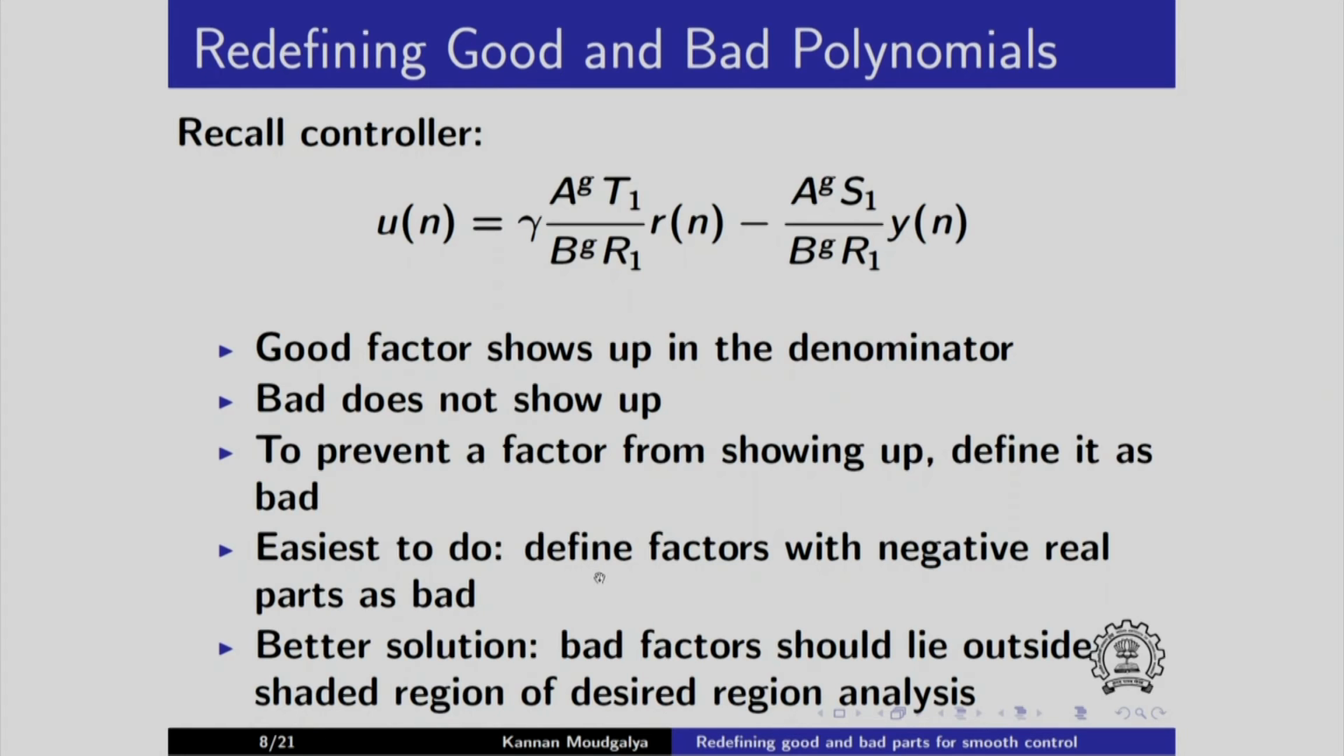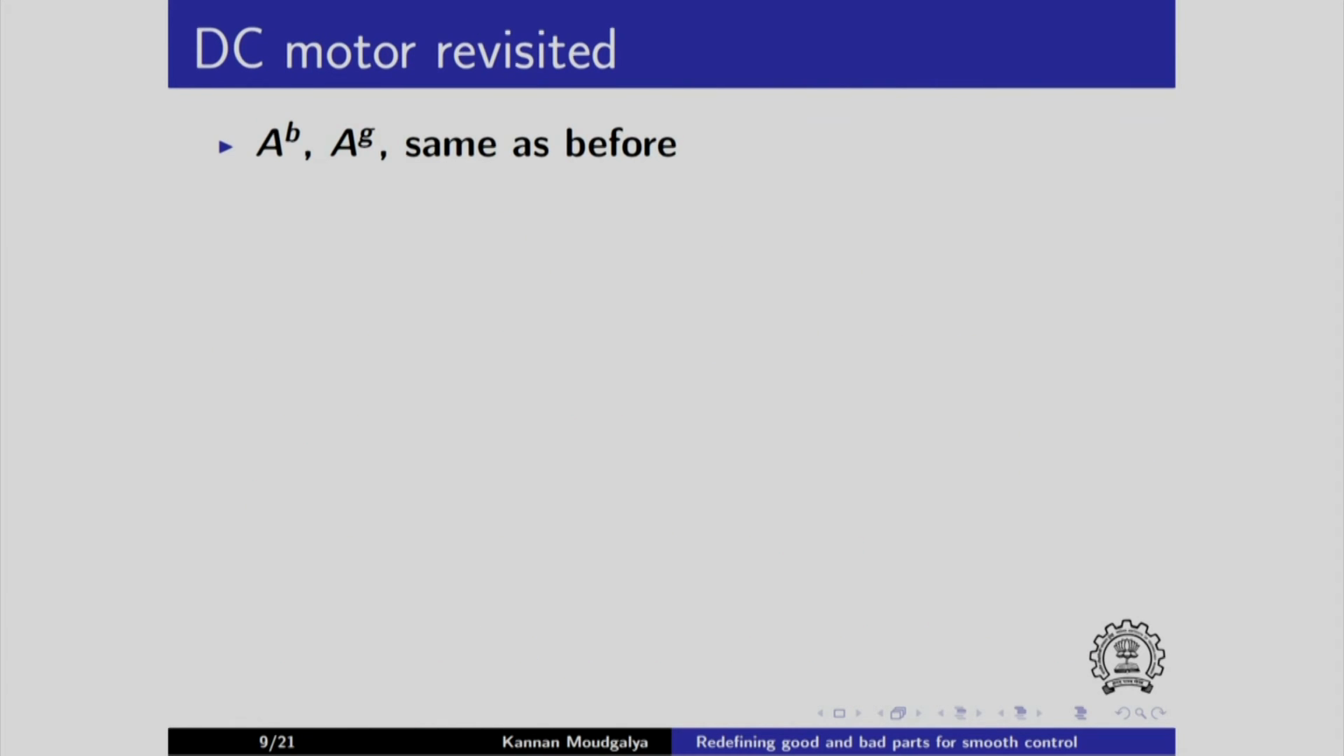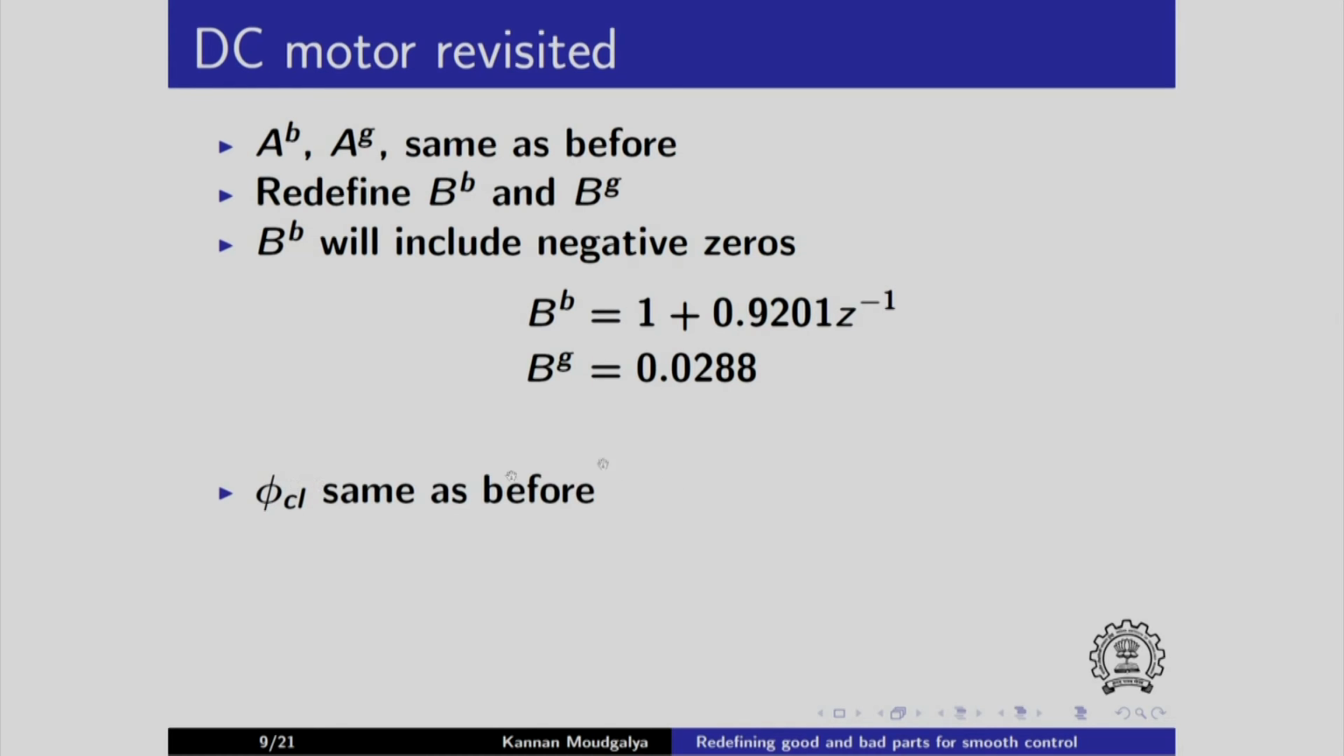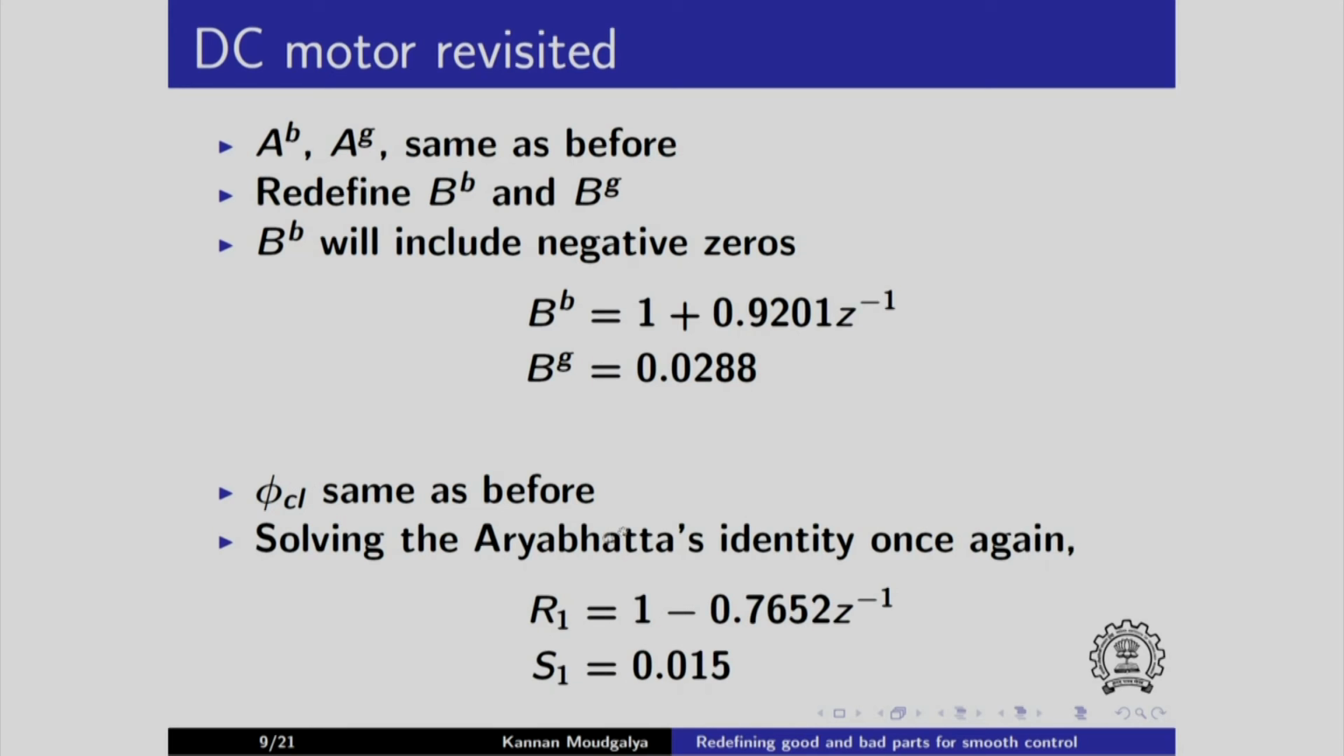What we will do now is we will define factors with negative real parts as bad. Let us recalculate. No change in the way we factored A. We will redefine BB and BG. Let B include negative zeros. So what was called as good before is now taken as bad. Phi is the same as before. Now when we solve the Aryabhata's identity with the new factorization, we get R1 and S1 as given here.